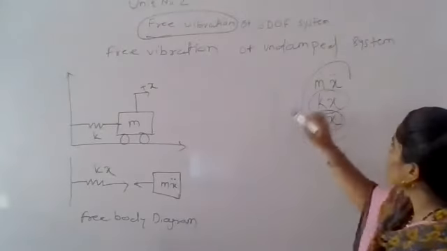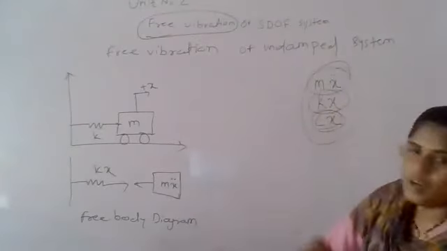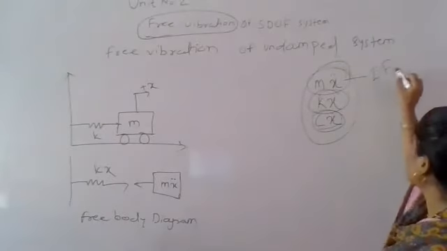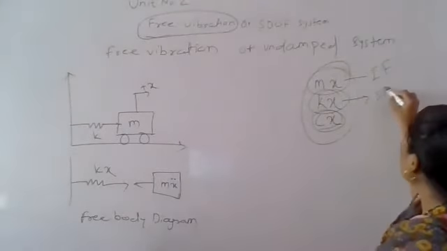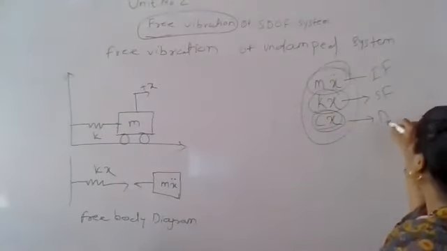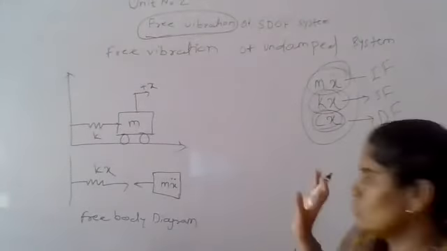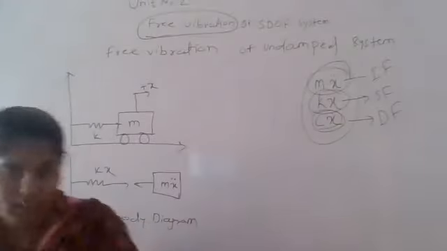That term will be Cx dot, Kx and the Mx double dot. What do we call the Mx double dot? Already we have seen, inertia force. What do we call Kx? Spring force. And what do we call Cx dot? Damping force. You have to keep these three terms in your mind. Okay? At all times, those three parameters.